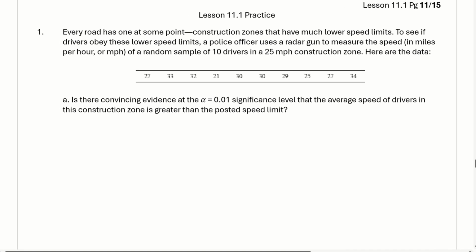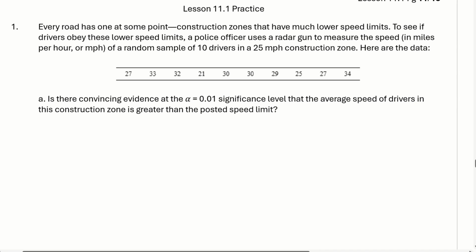It says every road has one at some point: construction zones that have much lower speed limits. To see if drivers obey these lower speed limits, a police officer uses a radar gun to measure the speed in miles per hour of a random sample of 10 drivers in a 25 mile per hour construction zone. Here are the data. Is there convincing evidence at the alpha equals 0.01 significance level that the average speed of drivers in this construction zone is greater than the posted speed limit? That's a good question. So let's see if we can perform a significance test for that.